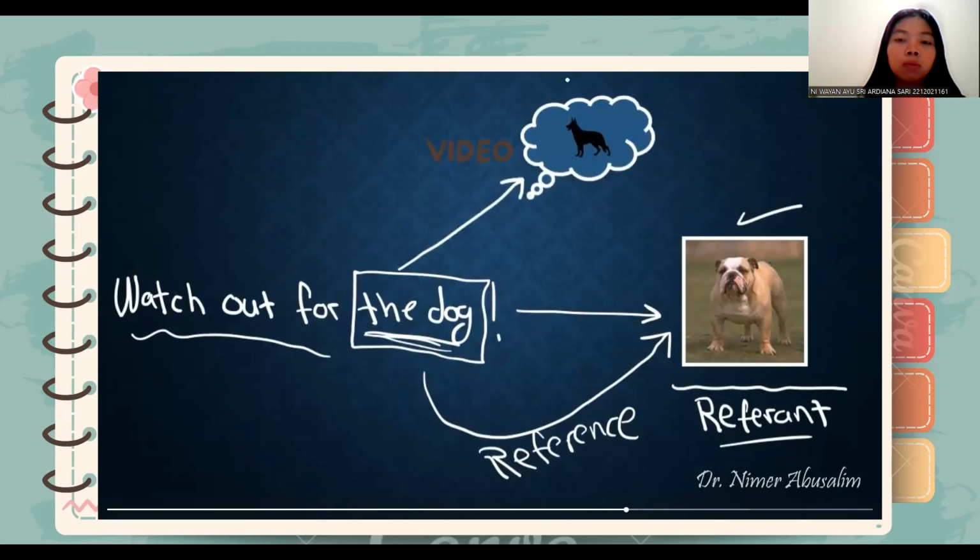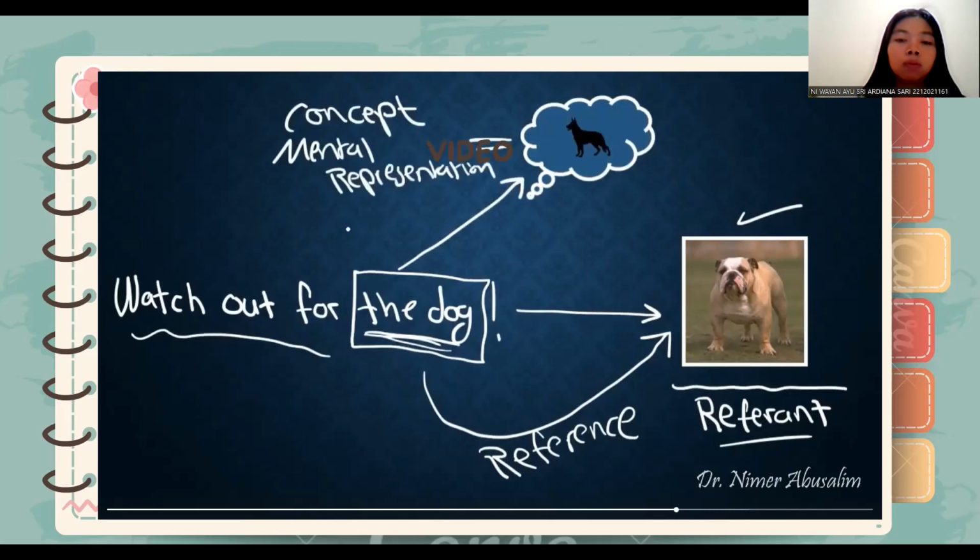Well, you would hear the phrase "the dog" and think of a mental image that represents what you think a dog is. So this mental image that we have here is what we call a concept. It's a mental representation of what you think a dog is. This is what we call sense.